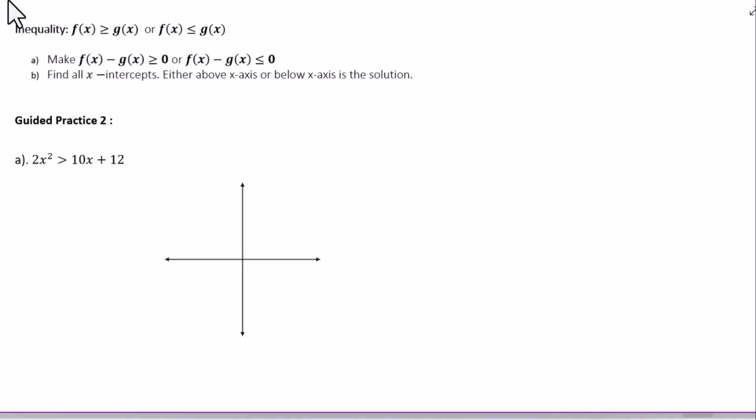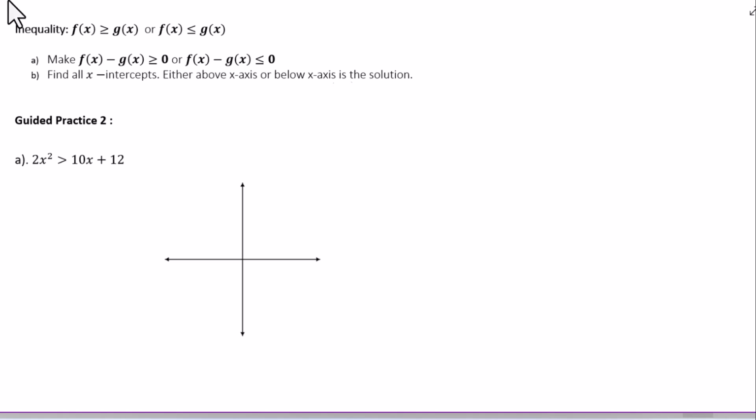When we want to solve f of x greater than or equal to g of x, or f of x less than or equal to g of x, we always make f of x minus g of x greater than or equal to 0, or less than or equal to 0. Then try to find all x-intercepts. Either above the x-axis or below the x-axis will be the solution.